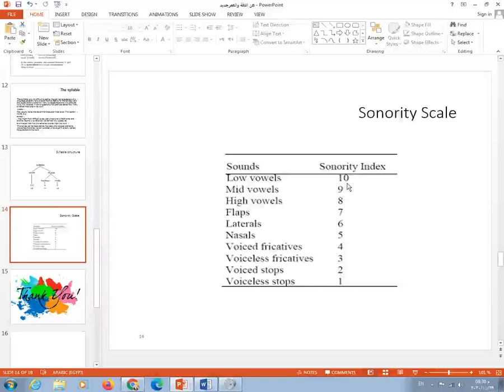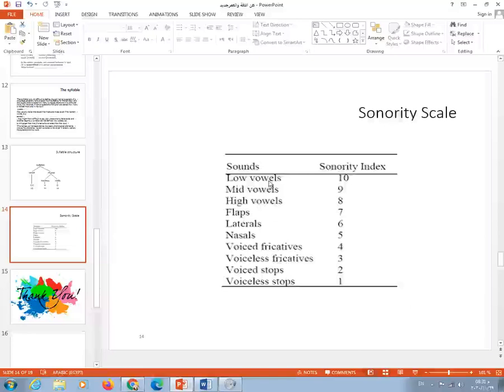First, we have low vowels. What do we mean by low vowels? Open vowels. They are the most sonorous. Then mid vowels, with our mouth between mid open and mid close. And then we have high vowels, which are the closed vowels, such as i and u. These four closed vowels are not as sonorous as the open vowels. Ah, eh, ah, oh. All these are open vowels.